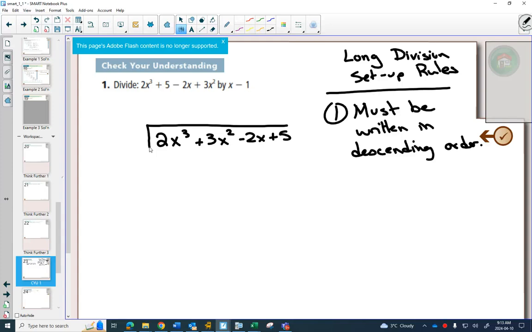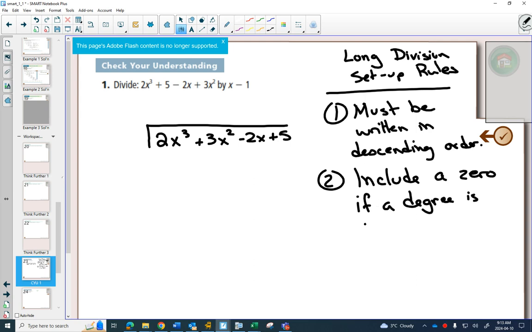So, must be written in descending order. And the second one doesn't come up in this one. But we'll need to include zeros if something is missing, a degree is missing. Like, I have a cubic starting with an x cubed. If there was no x squared, I'd have to put a 0x squared in. If there was no x, I'd have to put a 0x. If there was no constant, I'd have to add a 0.